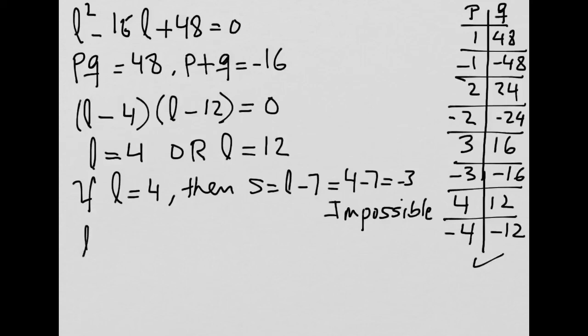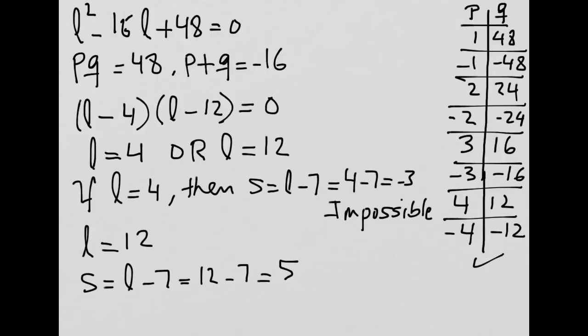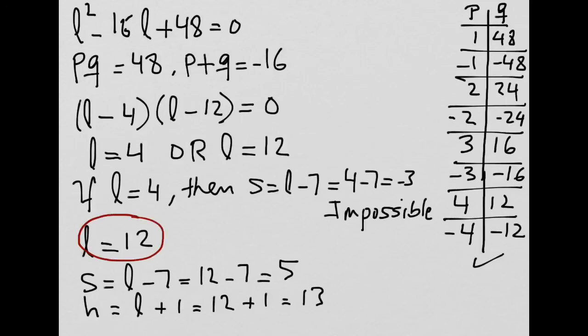What about L equals 12? If L equals 12, S is L minus 7, which is 12 minus 7, that's 5. That's an acceptable answer. And H is L plus 1. That's 12 plus 1, which equals 13. Again, an acceptable answer. So there's one solution to this problem, namely that the longer leg of the right triangle is 12 centimeters.